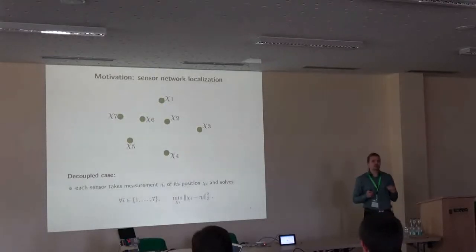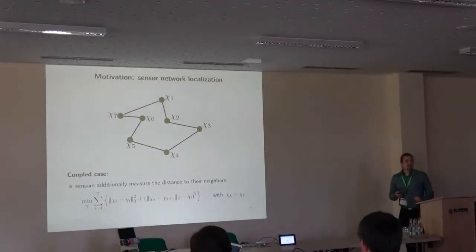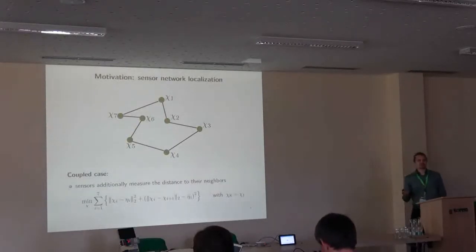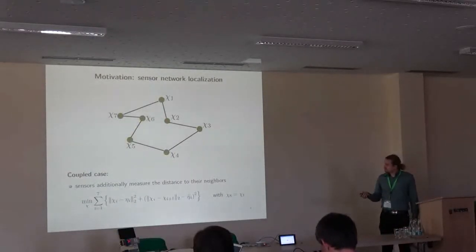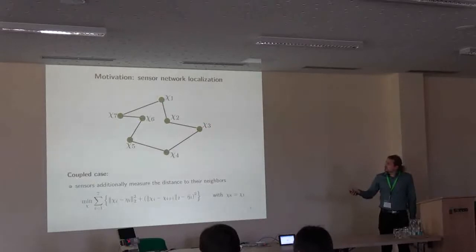Now, what I'm going to talk about in this presentation is the case that we have a coupling. The coupled case is visualized as follows. Here we have the situation that the sensors can additionally measure the distance to their neighbors. For example, this sensor 1 here can measure the distance to sensor 2, and they can communicate about what their relative distance is. So there's an additional measurement available. And now we will build a network here. We have a very simple circular network, but it could look more complicated. There could be many more sensors in general.